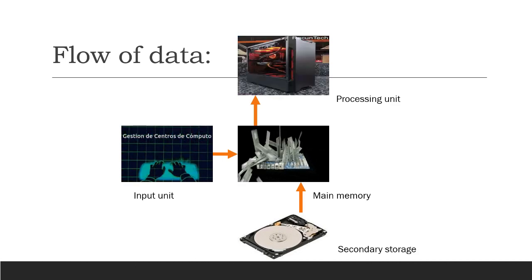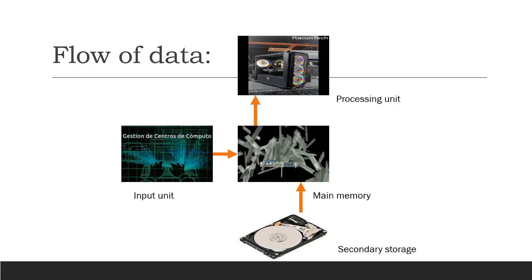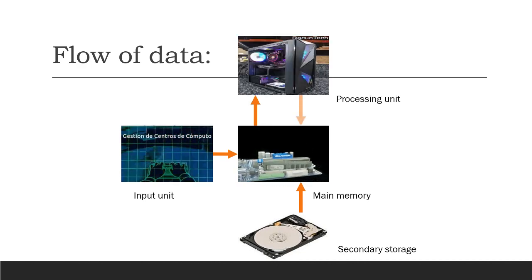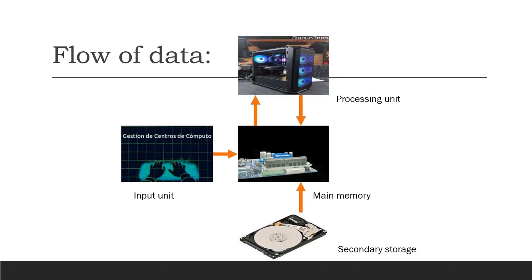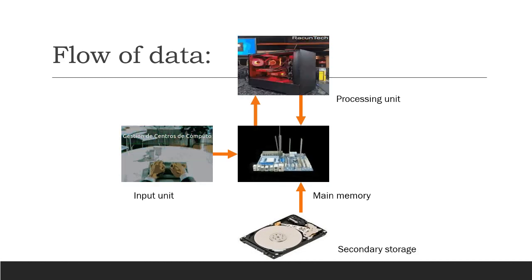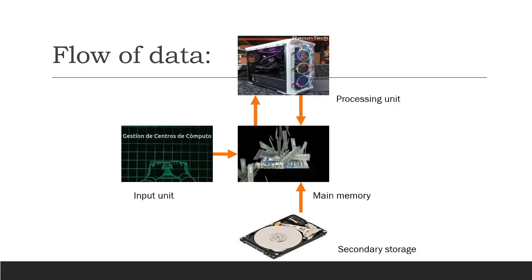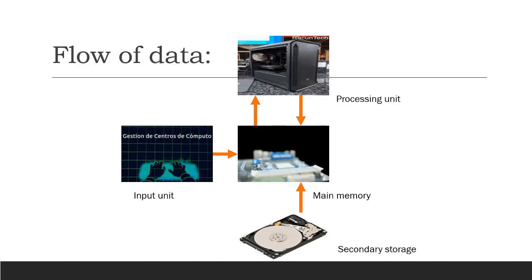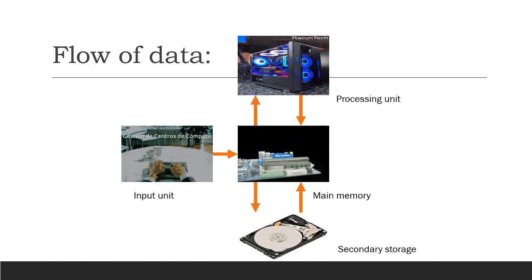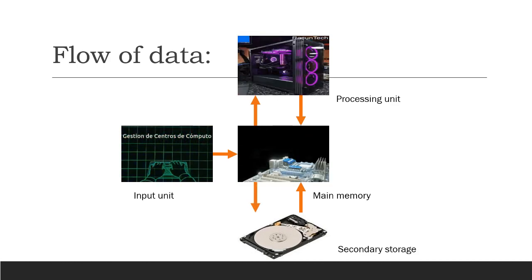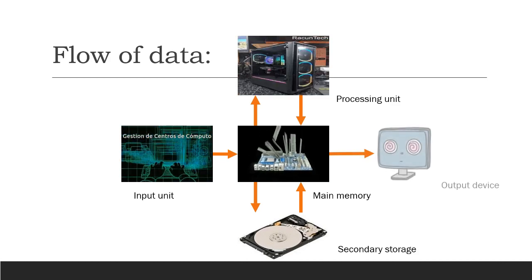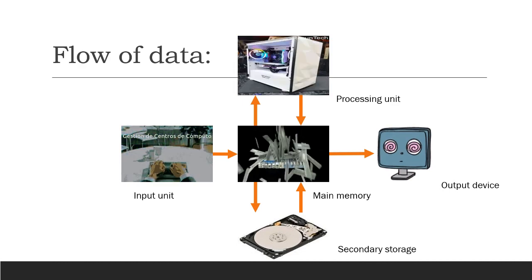Now the result is formed. The formed result is called the output. This is given back to the main memory. Main memory stores the output also. And for permanent storage, the main memory hands over the output to the secondary storage device. Along with that, at the same time, the output is displayed to the user. So output is displayed using the output device.